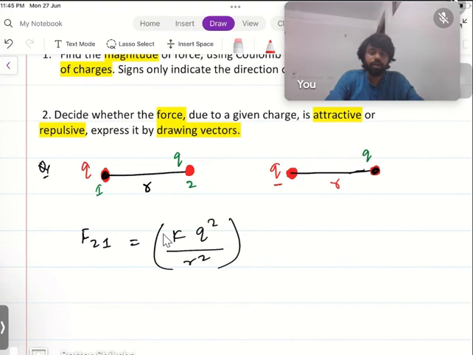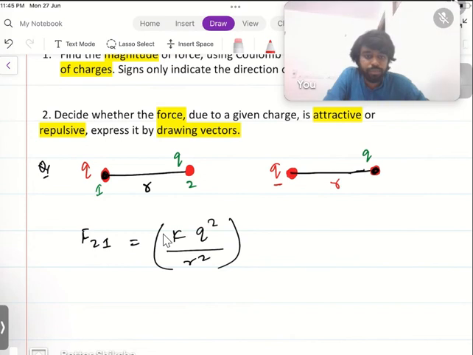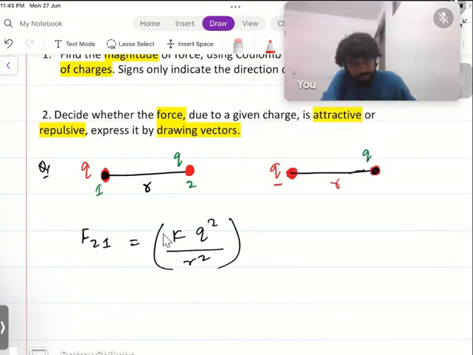You got the magnitude. Now the next part: what is the direction? You can draw a vector by looking at the nature of the charges. Here charge one is positive and charge two is also positive, and your aim is to calculate the force on charge 2. Since charge 1 is positive, the force is repulsion, so the arrow goes like that, right? In the x direction, this is the i unit vector, and this is your force.